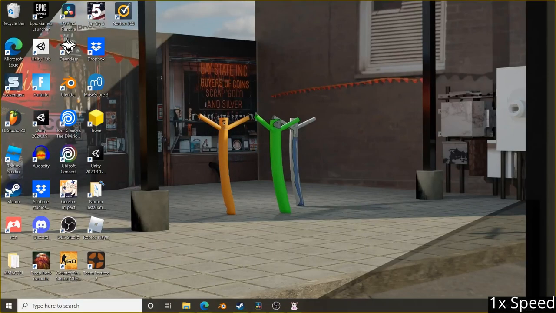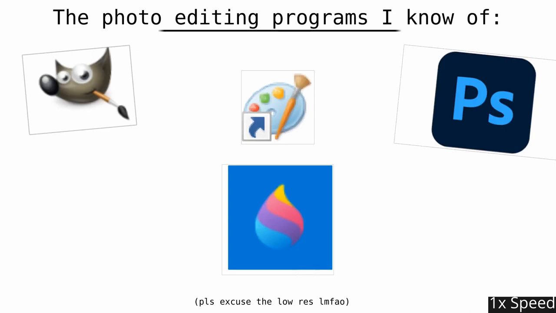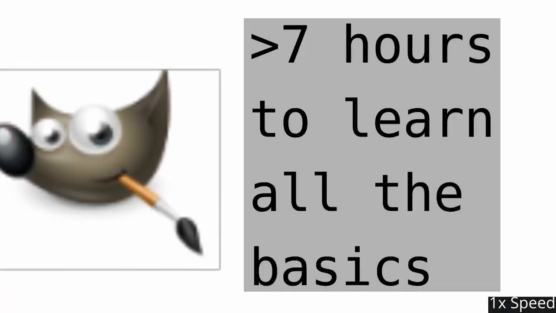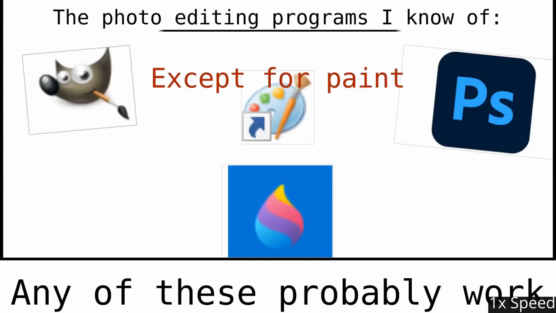If you want an easy way to prototype what your pause menu will look like, the first thing you want to do is learn a photo editing program. I recommend GIMP because it's free and I'm going to use it in this tutorial. If you've never used GIMP, I recommend spending about 7 hours learning so you can get a good understanding of the basics. But if you know another photo editing program, just use that one, because no matter the program you're using, you should be able to replicate what I'm going to do in it. Just if you're using Paint, no, just learn something else, please.